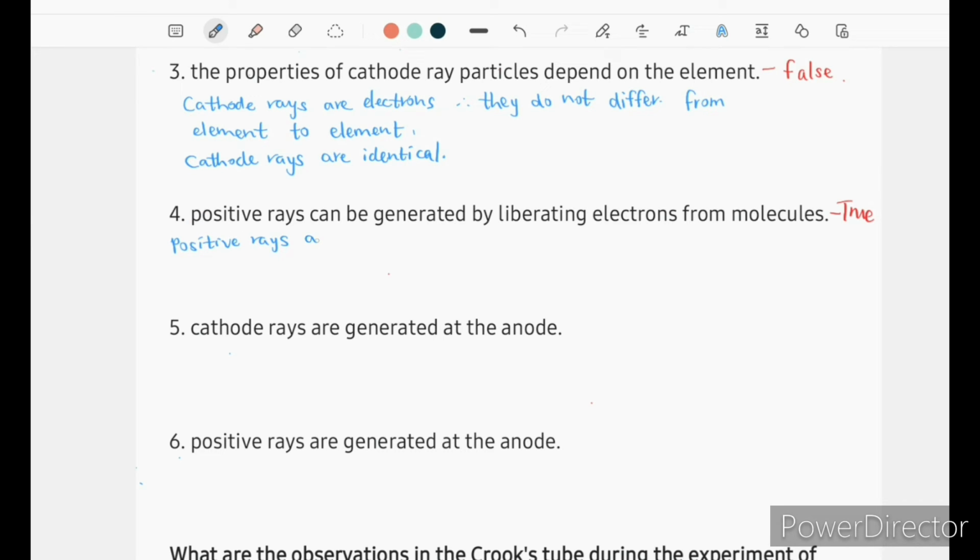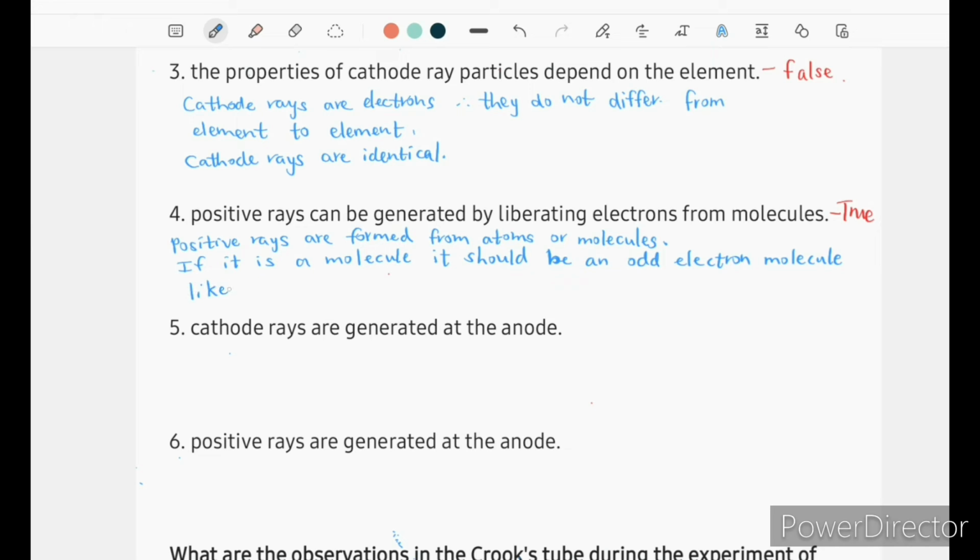Fourth statement, positive rays can be generated by liberating electrons from molecules. This statement is true. Positive rays are formed from atoms or molecules. If it is a molecule, it should be an odd electron molecule. Such odd electron molecules are NO2, NO, ClO2.